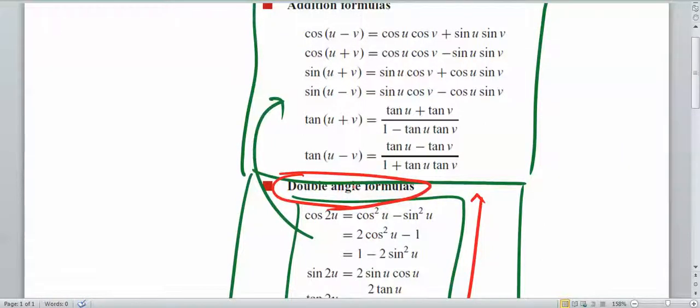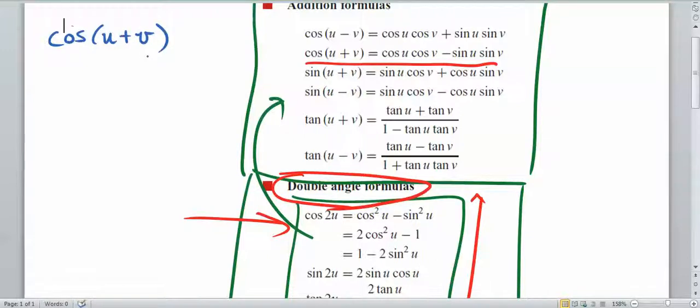Now, first of all, let's do cos of 2u. Now, considering that our addition formulas, we've got this cos of u plus v is equal to all of this. Let's go ahead and do that. To get to these up here, they're actually easier than you'd think. So I want you guys to be able to derive those when I get back. That would be nice. Cos of u plus v.